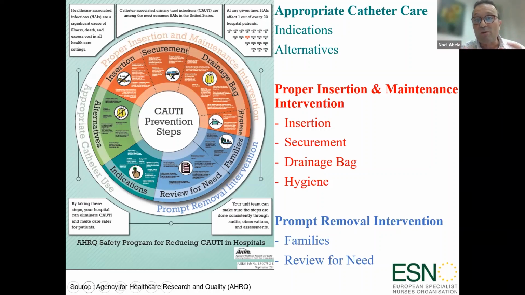But basically, we have to have appropriate catheter care. That means indication, alternatives to urinary catheter insertion. We have to have proper insertion and maintenance intervention in terms of insertion, securement, drainage bag, and even personal hygiene, and also prompt removal intervention. And very important to involve the families of the patient, and also we have to review for need. We have to ask ourselves, do we need this catheter?